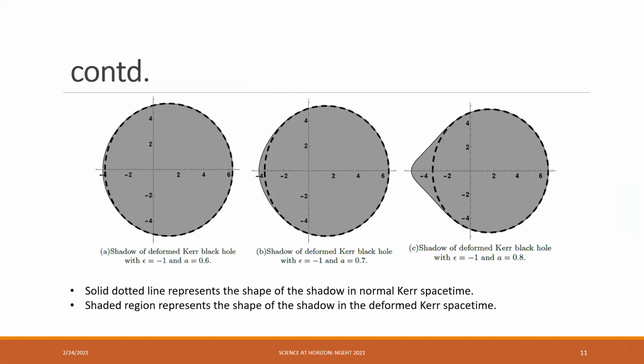These are the plots for the shape of the shadow. The solid dotted line which you see on your screen is the shape of the shadow in normal Kerr spacetime. Since we have introduced the deformation, this is the case for a deformed Kerr black hole, where epsilon is negative 1, and we observe an oblate shaped shadow. The amount of the oblate shape increases as the spin parameter increases. You see a convex bulge here, which separates it from the normal Kerr metric. The amount of deformation D here has a negative value.